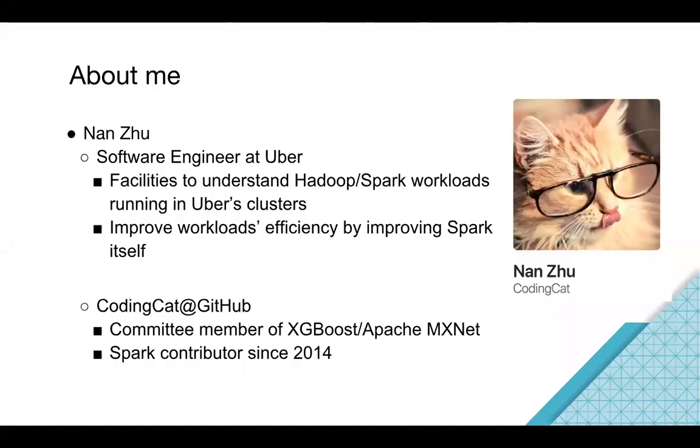So a brief introduction about myself. I joined Uber like half a year ago. And in Uber, I have two major tasks. First is to develop facilities to help the developer to understand their Spark workloads running in our cluster. Our today's talk is actually in this category. And the other thing I work on is to improve the efficiency of our workloads by improving the Spark itself. And besides my daily job, I spend quite an amount of time in open source community. I serve as a committee member of XGBoost and Apache MXNet, and I'm a long-term Spark contributor. And Uber is a very open source friendly company. Our team supported me to do that.